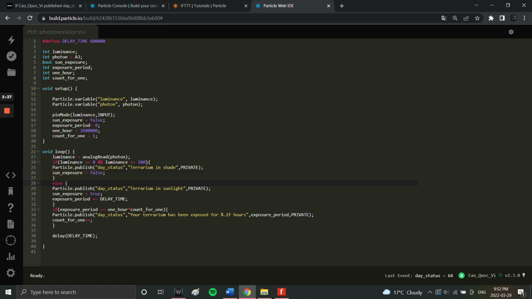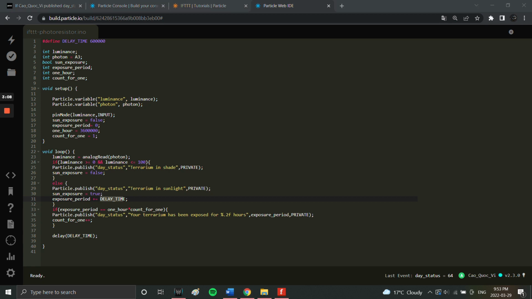Or else we make the Particle Argon publish the date status, which has the message about the terrarium being in sunlight, and we set the sun exposure to true, and the exposure period is added with the delay time, which is 1 minute.